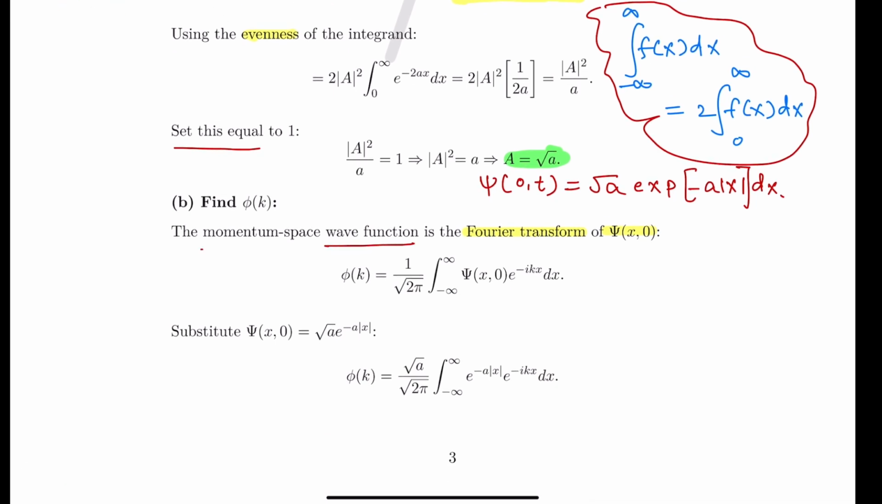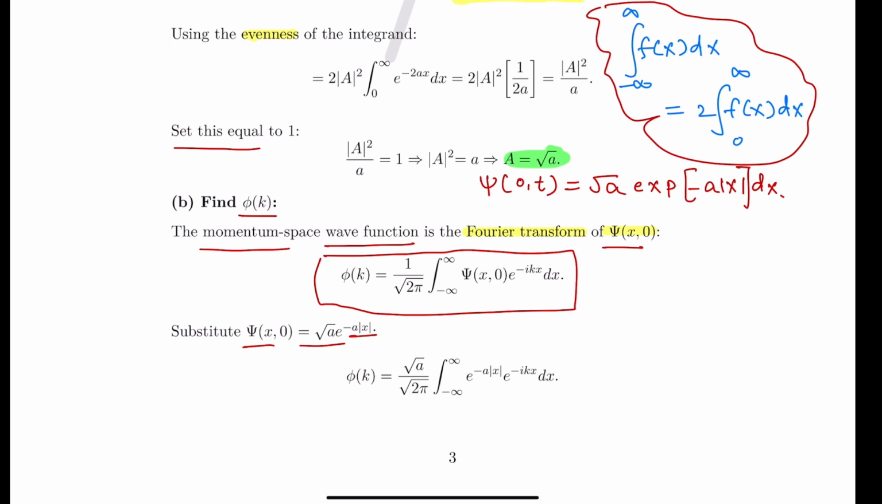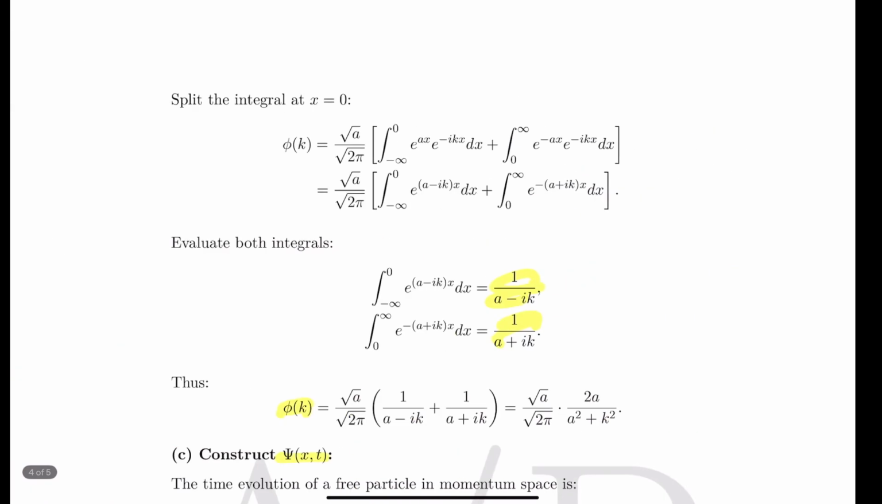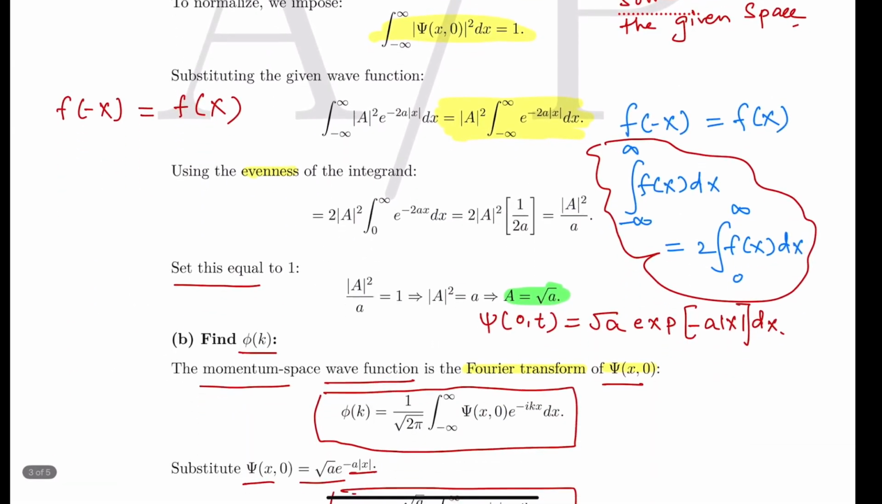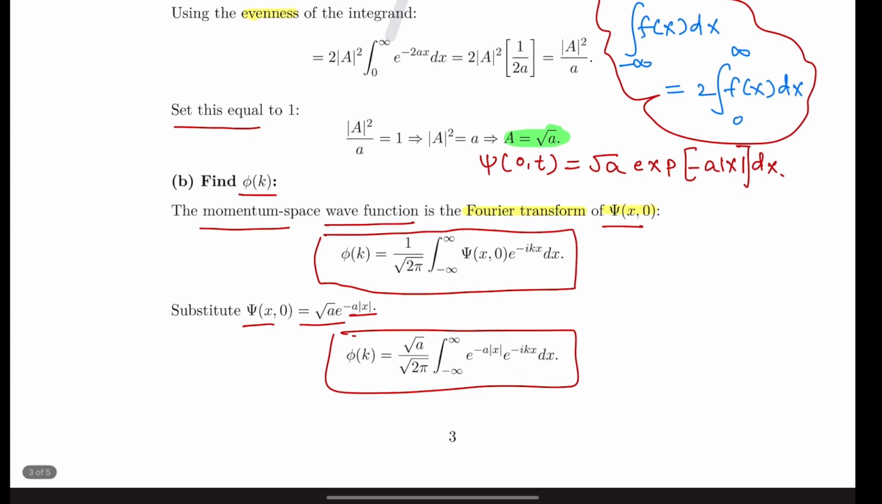So in that way we have the wave function given by this expression. Next we are required to find the wave function in its momentum space. This is what it is asking. Whenever you do the Fourier transform of this given wave function, you get the momentum wave function, and it is given by this particular expression. When you substitute the value of the wave function, that is root a exponential minus a absolute value of x, you get this.